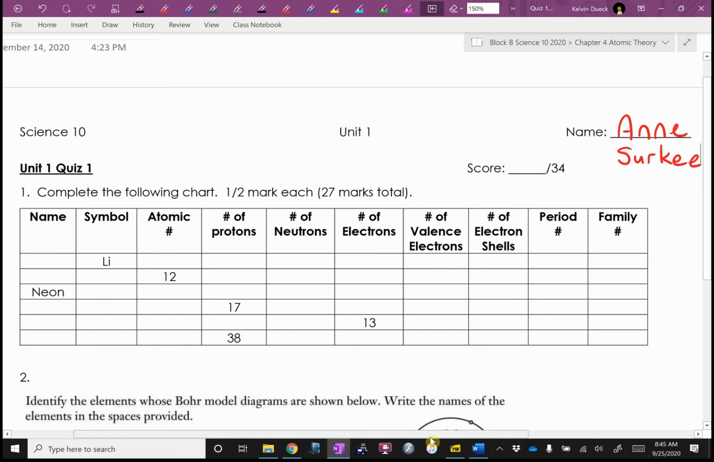As far as I'm concerned, I can give you either the name, the symbol, the number of protons, the atomic number, or the number of electrons when it's an ion, and you can tell me everything else from there. One of those pieces of information, and I kind of sprinkled that through this.